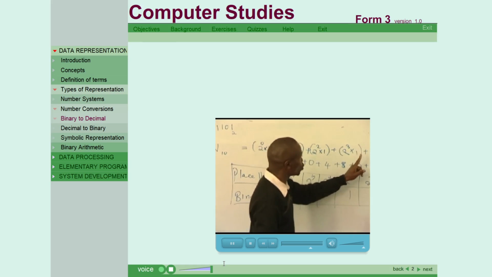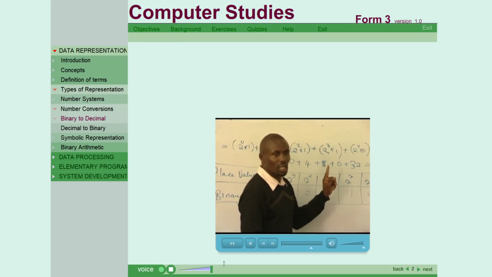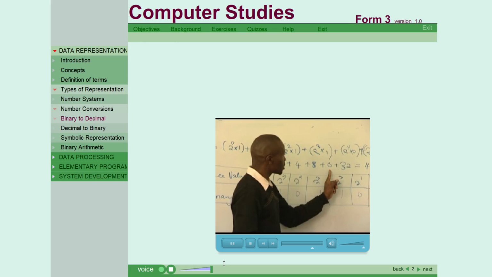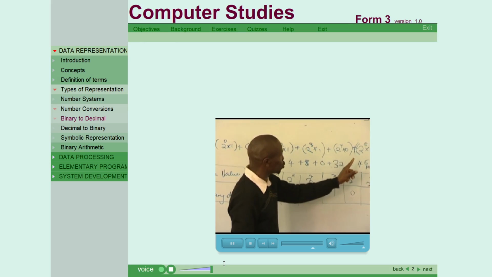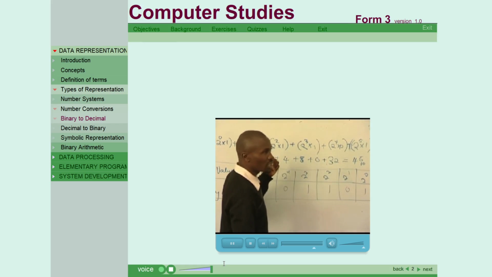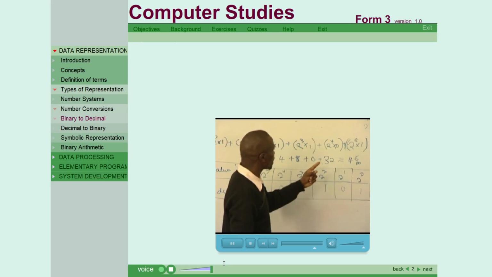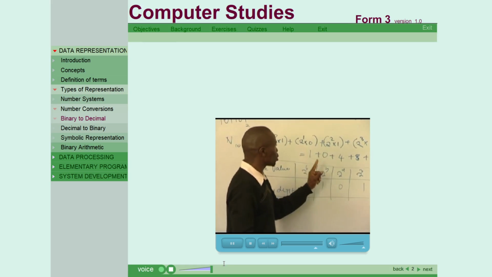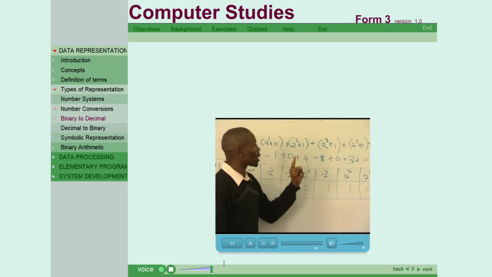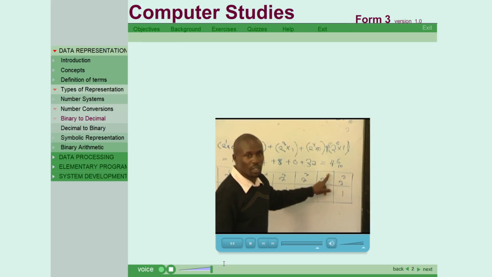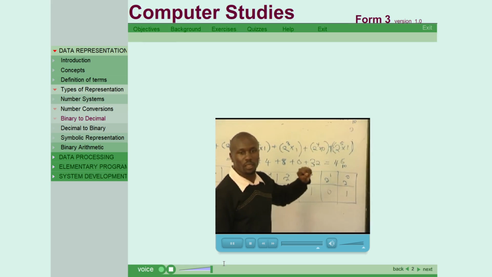The other one is 2 to the power 4, that is 16. The binary digit is 0, and 16 times 0 is 0. Then the last one is 2 to the power 5 for place value, times the binary digit 1, which is 32 times 1. Then we add the total: 1 plus 0 plus 4 plus 8 plus 0 plus 32 equals 45. And don't forget to write the number system.